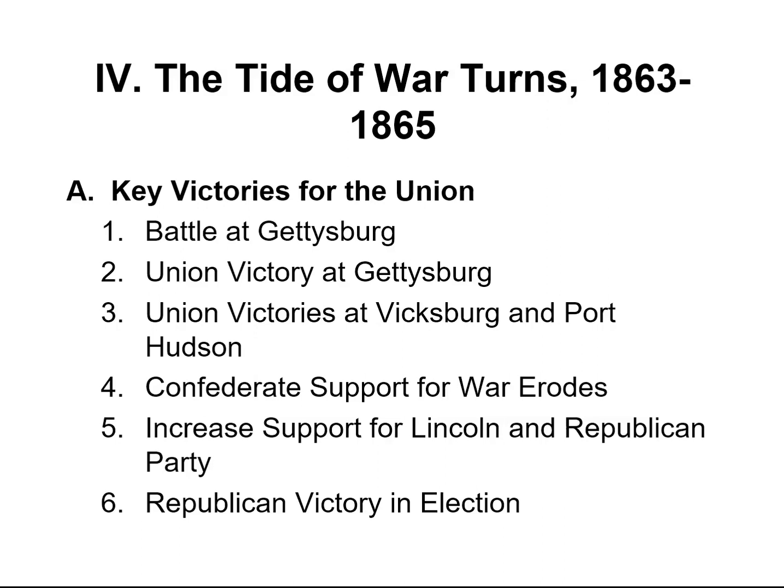Union victories increased support for Lincoln and his party, and Republicans openly supported the abolitionist goal of the war in the lead-up to the 1864 elections. Northern Democrats chose as their presidential nominee the former Union commander, George B. McClellan, who campaigned on a platform to end the war and readmit Confederate states with slavery intact.